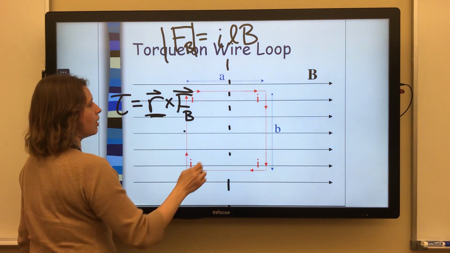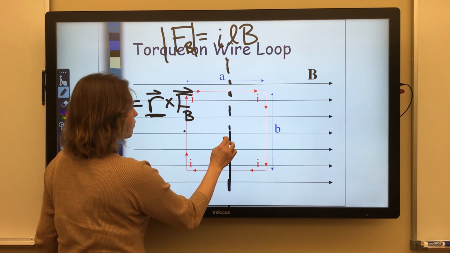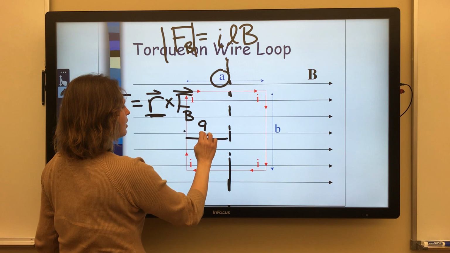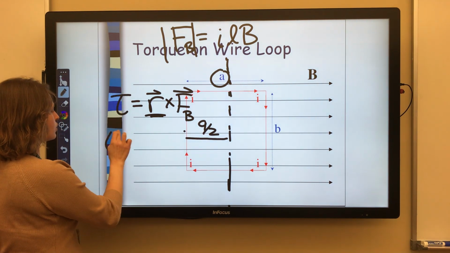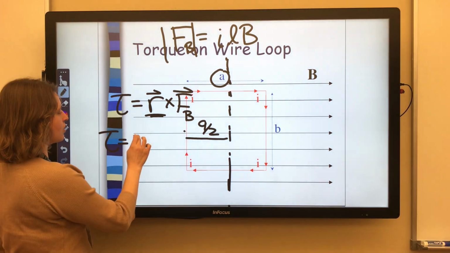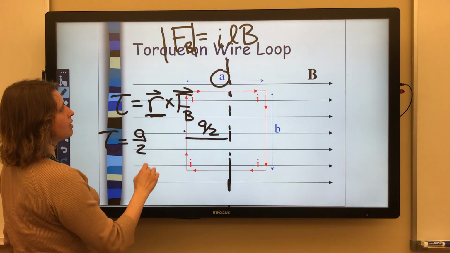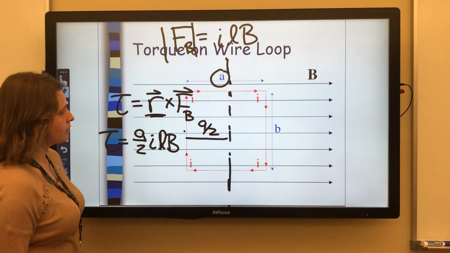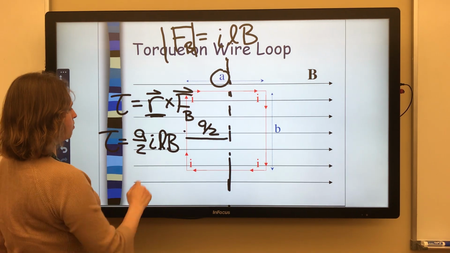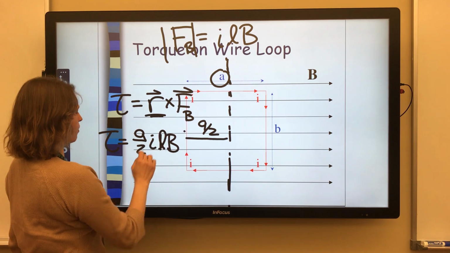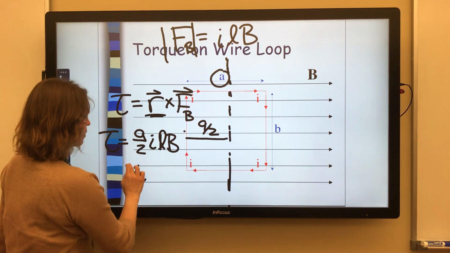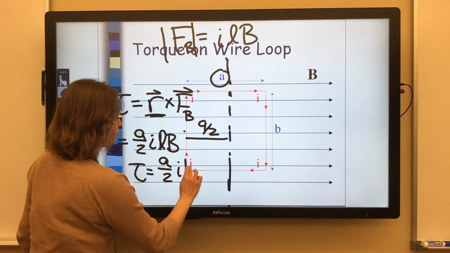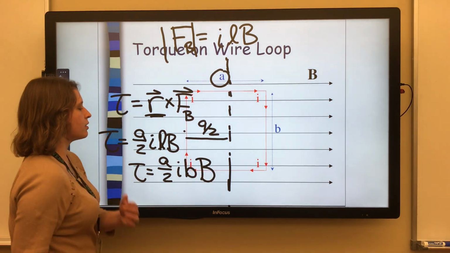So what's R? Well, R is going to be our distance away from our pivot point, which, if this is A, then this is going to be A over 2. So the torque generated on one side of this is going to be A over 2 times I, L, B. What's L? L is going to be the length of that wire. So the torque is going to be A over 2 times I times B times the magnetic field strength.